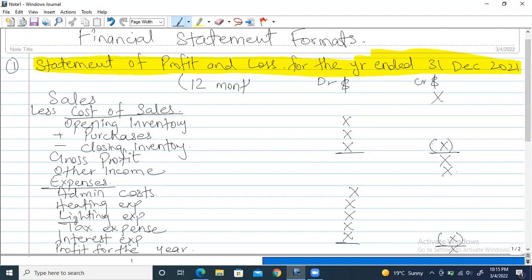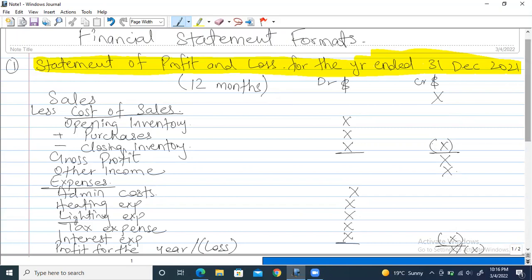So for the 12 months that have just passed, let's say we are standing right now on 31st December, for the prior 12 months that have passed we'll make a statement of profit and loss. So either it will show a profit or it will show a loss. There is a loss figure as well. If it is reported as a negative figure over here, then it is called a loss. So this was the statement of profit and loss.